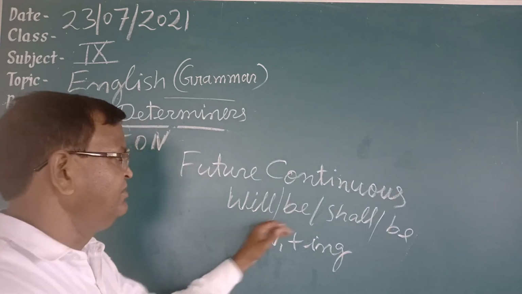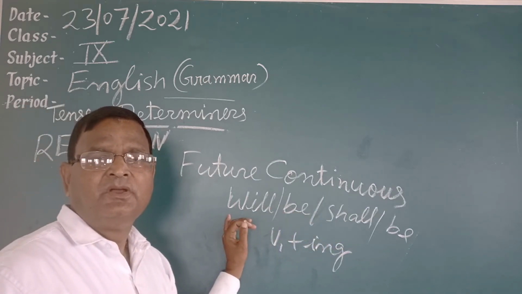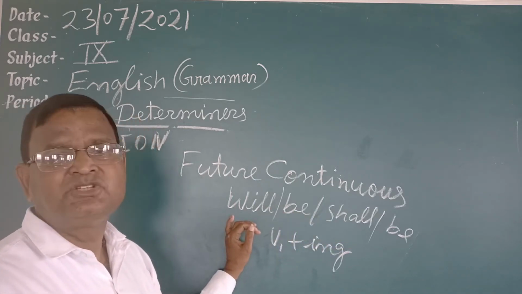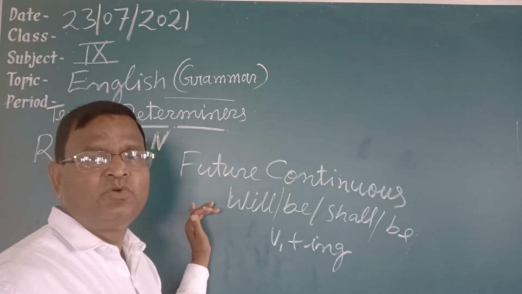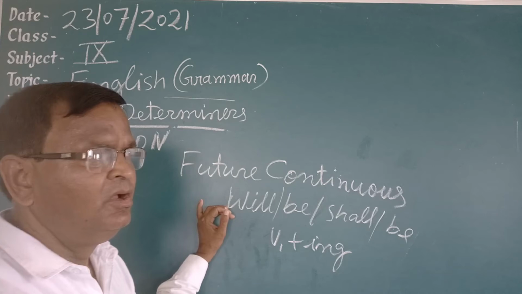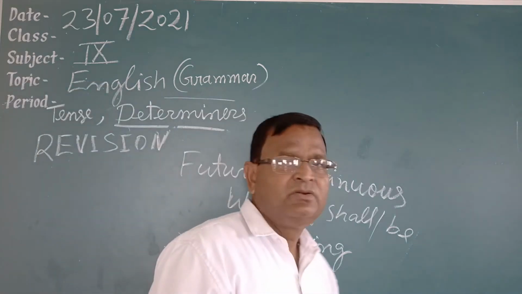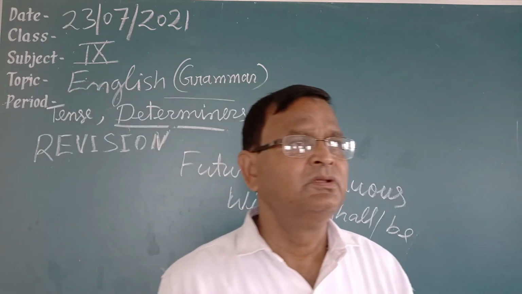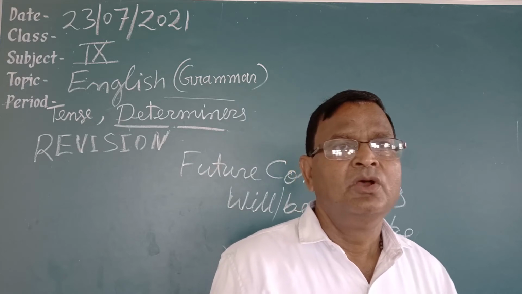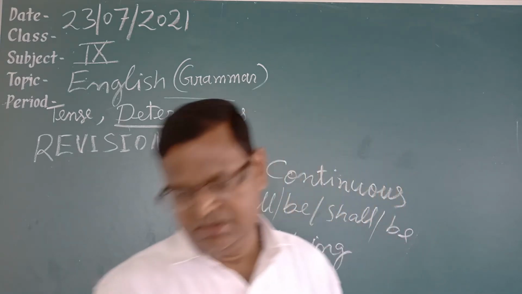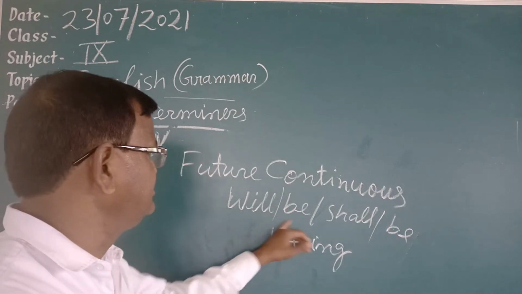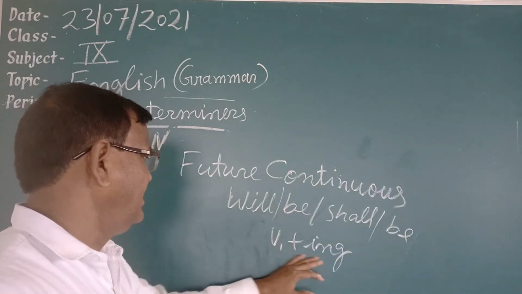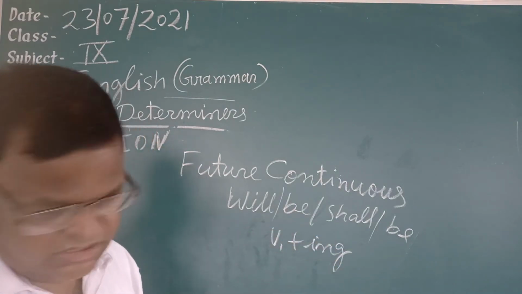If interrogative, then will or shall comes at first. Will you be writing a story? If an interrogative word comes, the interrogative word is written at first. What will you be doing this time? Where will they be playing cricket? In this way, students, in future continuous tense, will be and shall be, these 2 helping verbs are there, and verb first form plus ing is used.